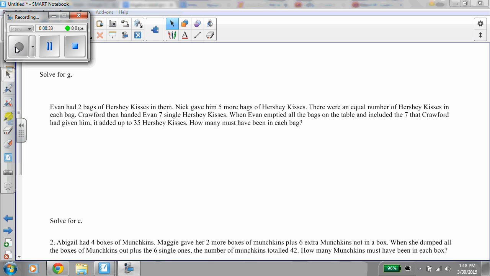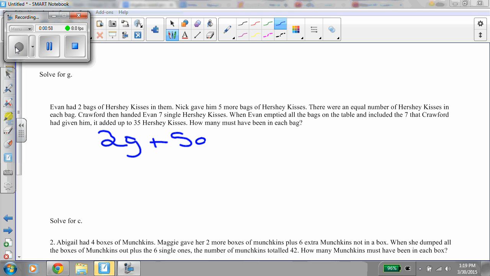Whew, that's a lot of words. So let's see how we're going to solve this. Evan had 2 bags of Hershey Kisses, and we don't know how many were in them except that each bag had an equal amount. So we'll say he had 2 bags of G. Nick gave him 5 more bags, which have the same amount in them as the 2. So 2G plus 5G. Oh, and then Crawford handed him 7 single Hershey Kisses.